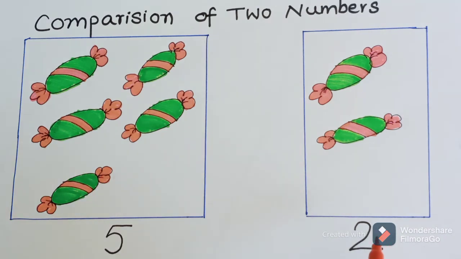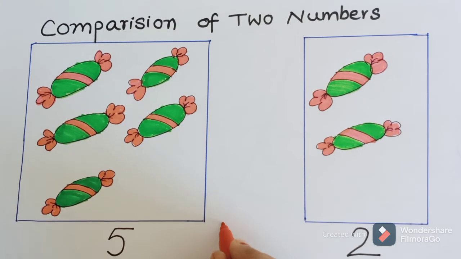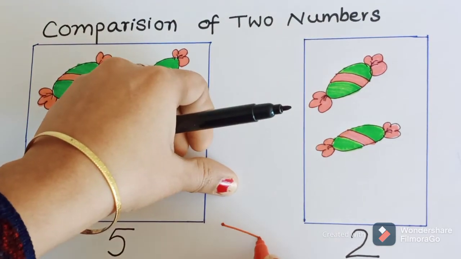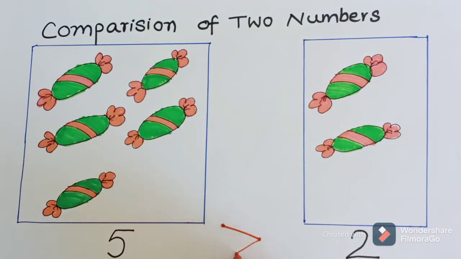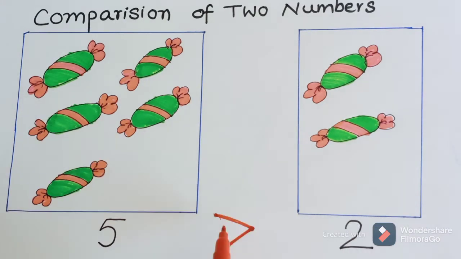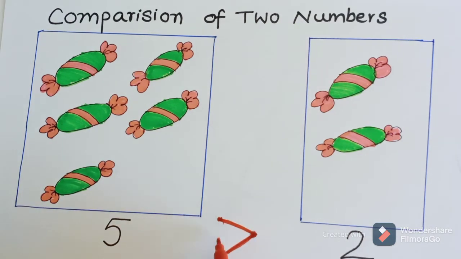So in mathematics, we use a symbol greater than to show the greatest numbers or the bigger numbers. So this is the symbol called greater than. So 5 is greater than 2. Or 5 is bigger than 2. So the open end of the symbol should always face the bigger number.